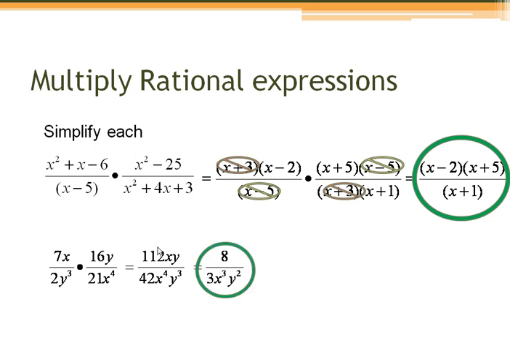So now we're going to go ahead and reduce. The 112 divided by 42 is 8/3. And then the x up here cancels out. That takes 1 away from the denominator, which leaves you with 3. And then 3 minus 1 is 2. Our answer goes in the denominator since the larger exponent is in the denominator.